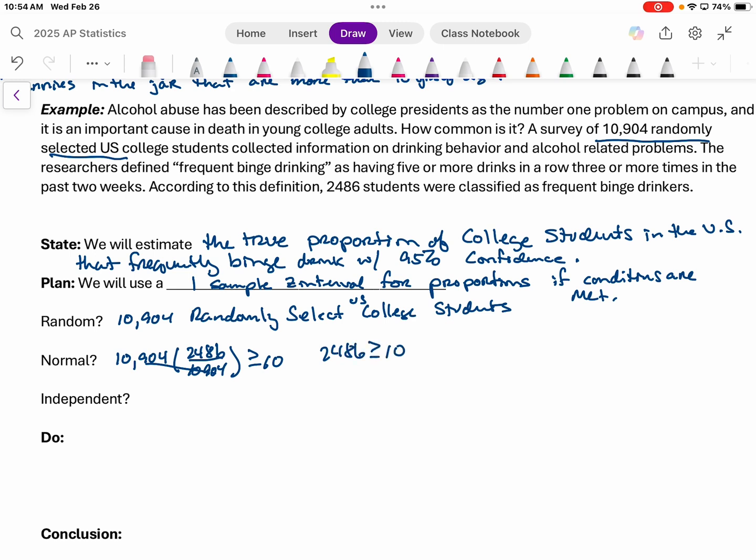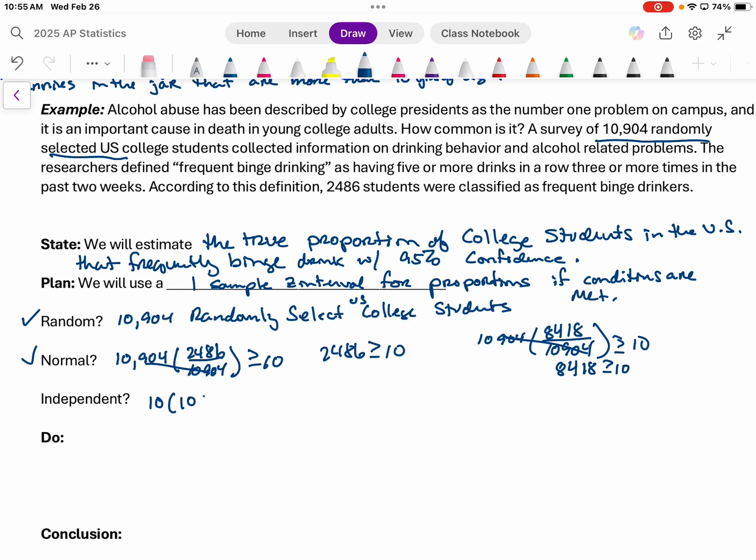And then we would go through and say, okay, 10,904 times something over 10,904. According to my notes, it's 8,418. And that's greater than or equal to 10. Yes, those cancel. 8,418 is greater than or equal to 10. So normal condition met. Independence.